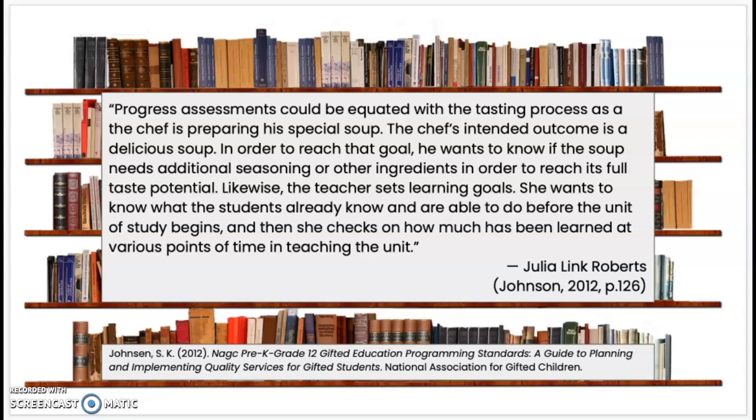It says, progress assessment should be equated with the tasting process as the chef is preparing his special soup. The chef's intended outcome is a delicious soup. In order to reach that goal, he wants to know if the soup needs additional seasonings or other ingredients in order to reach its full taste potential. Likewise, the teacher sets learning goals. She wants to know what the students already know and are able to do before the unit of study begins. And then she checks on how much has been learned at various points in time in the teaching unit.